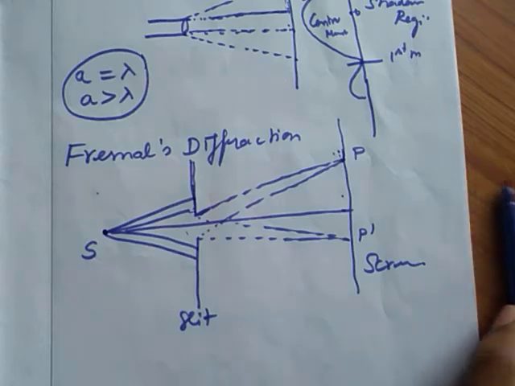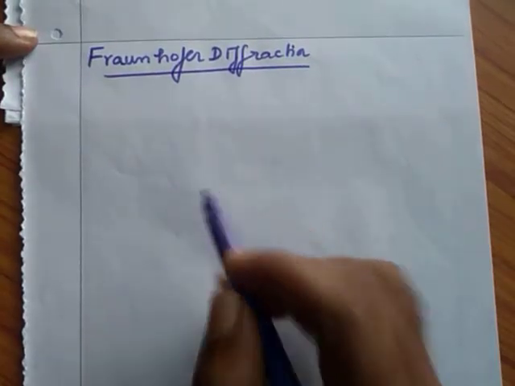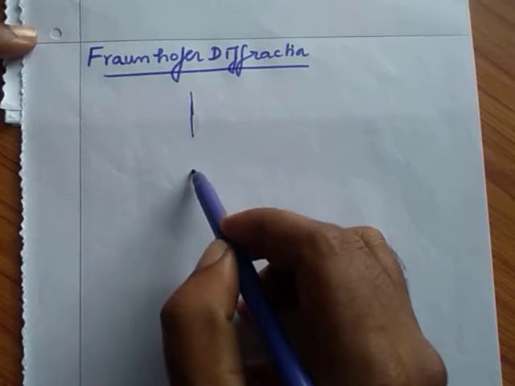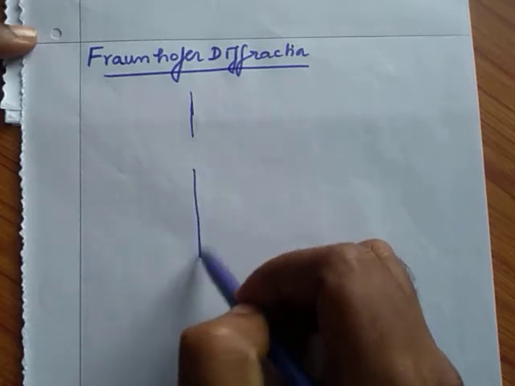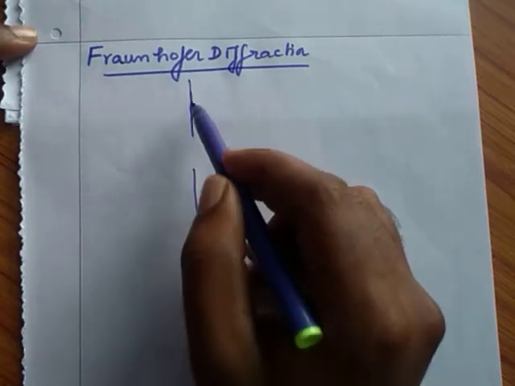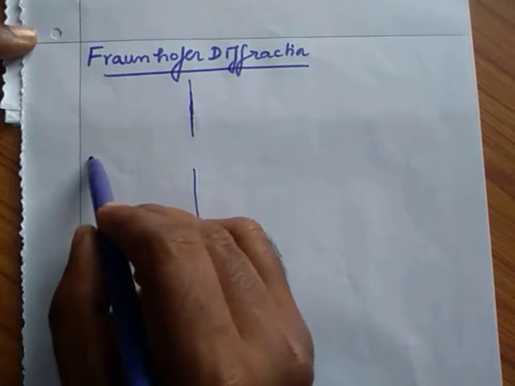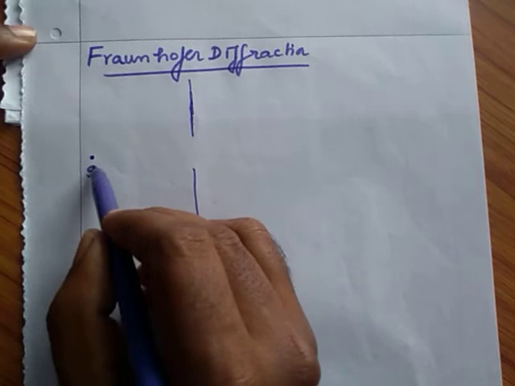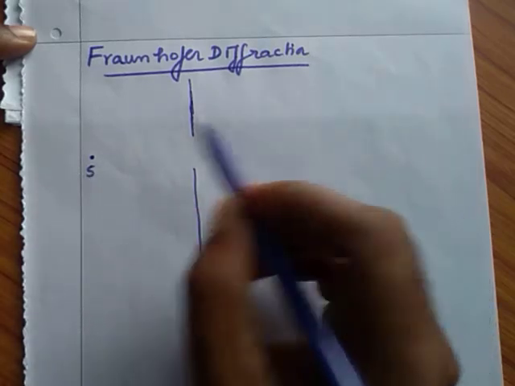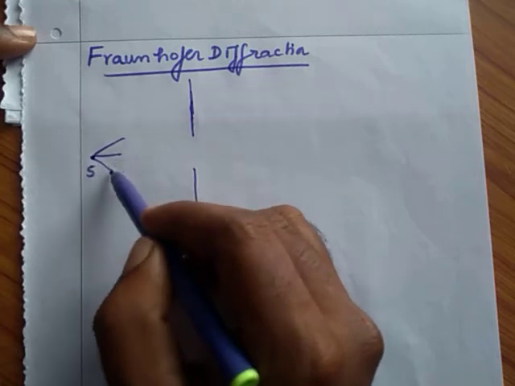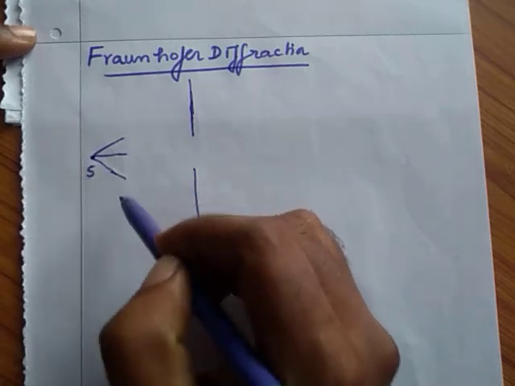In order to rectify this, Fraunhofer did an experiment. Here in Fraunhofer diffraction he also considered a single slit experiment. The size of the slit is comparable to the wavelength of the light used. Here he also used a point source, but he needs a plane wavefront. We know the wavefront coming from a point source will be a spherical wavefront.